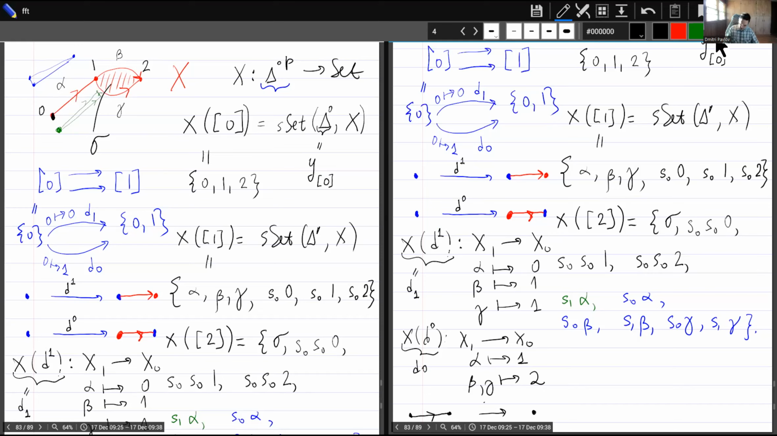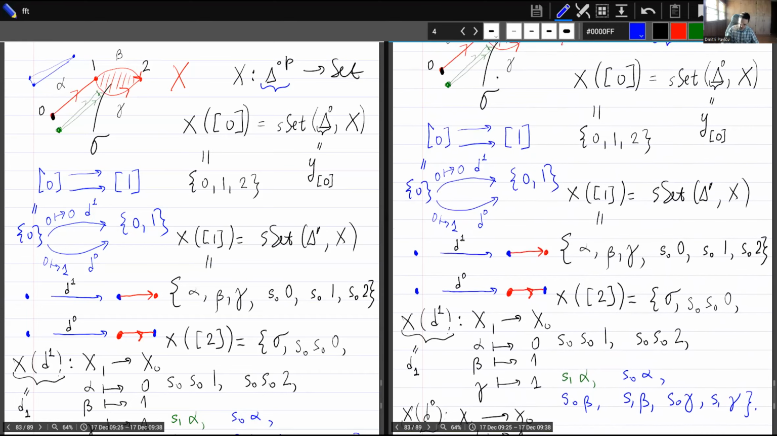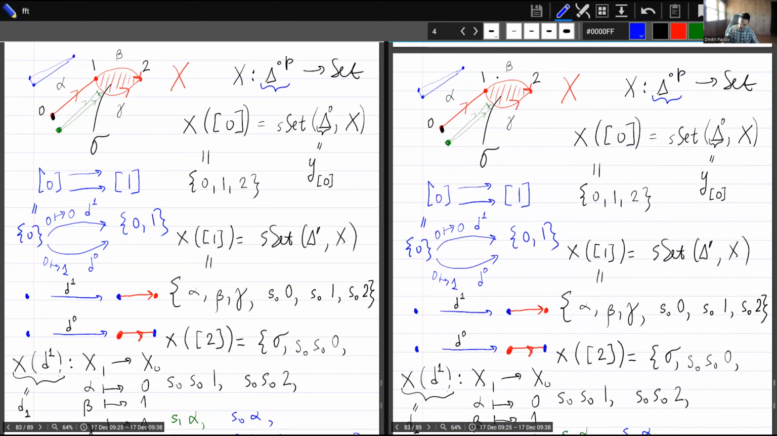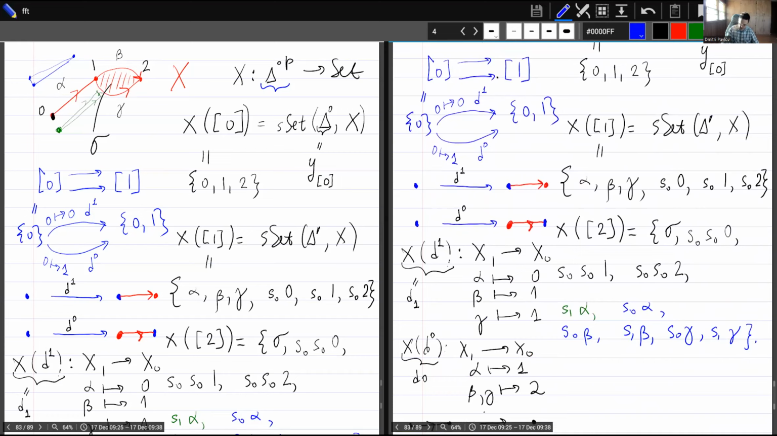I know I should also change all those guys here. Yeah. Sorry about that.